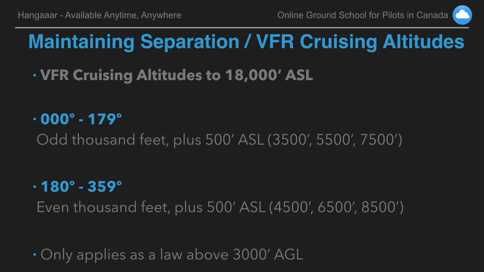Why do we do that? So you're not going to hit another VFR airplane, because presumably that person's going to be flying at the correct altitude. Why the 500 thing? Why plus 500? The IFR airplanes fly at exact thousands, right? So we don't add the 500.